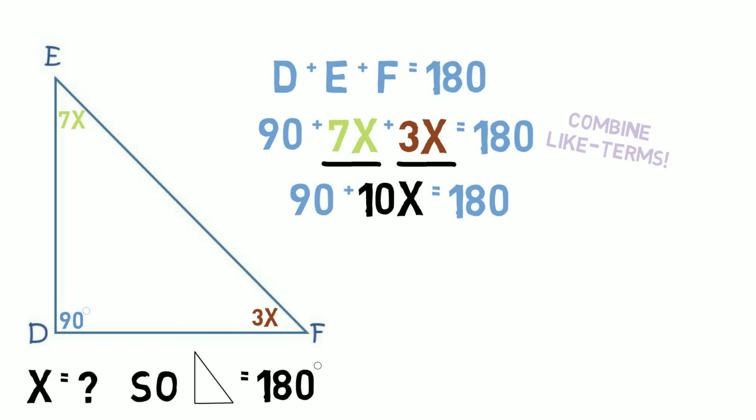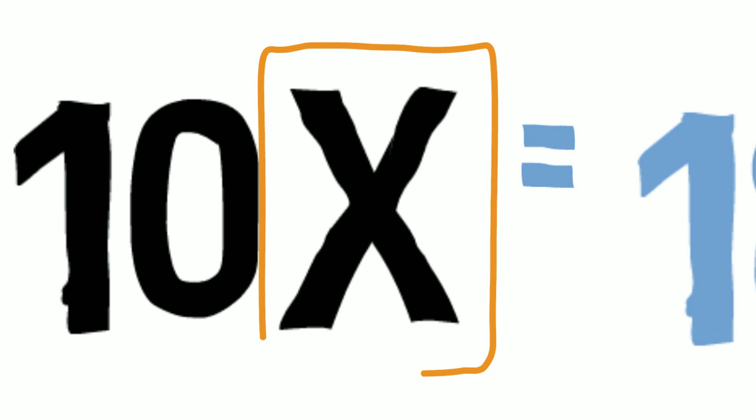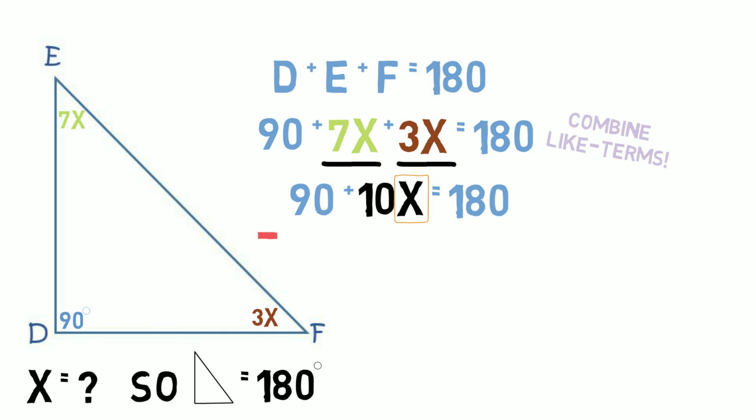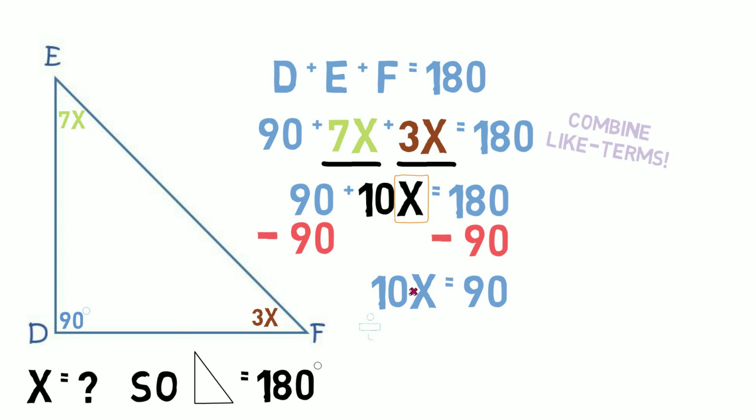We want to isolate x, which means we need to undo all of the operations on the same side as the variable. We'll first subtract 90 from each side. This leaves us with 10x equals 90. Then, since x is being multiplied by 10, we need to divide each side by 10 to keep the equation balanced. 10x divided by 10 gives me 1x, and 90 divided by 10 equals 9. So, x equals 9.